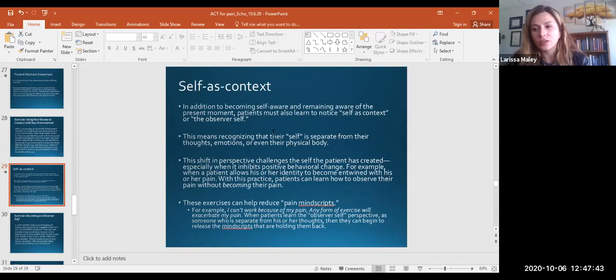So in ACT, we talk a lot about how your thoughts, your feelings, the behaviors that you're engaged in are not you. You are not your pain. You are not your drug use. You are not your depression. You are not your thoughts that it's never going to get any better.